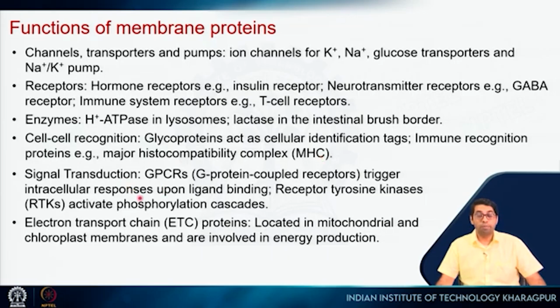Membrane proteins also help in signal transduction. GPCRs or G protein coupled receptors are very important in that. We will see receptor tyrosine kinases when we talk about cell cycle. So, we will see that tyrosines are phosphorylated by these enzymes. We have already seen one such example in a previous lecture.